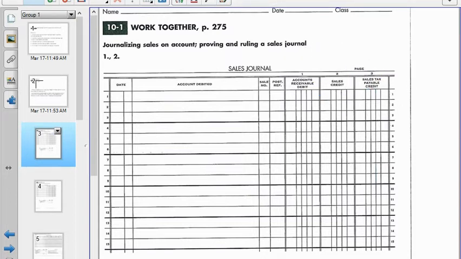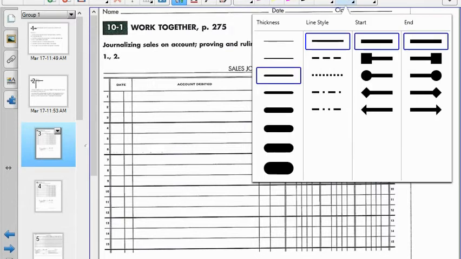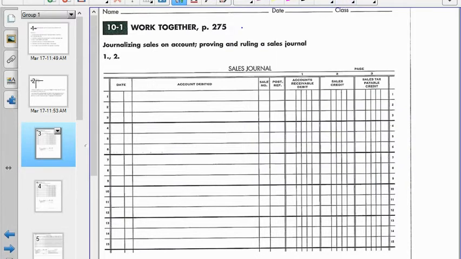Similar to what we did in Chapter 9, we're going to deal with just one line per transaction. So we're going to deal with the date. We're going to deal with the source document. We're going to deal with who we are selling on account to, or who particularly is the account receivable.